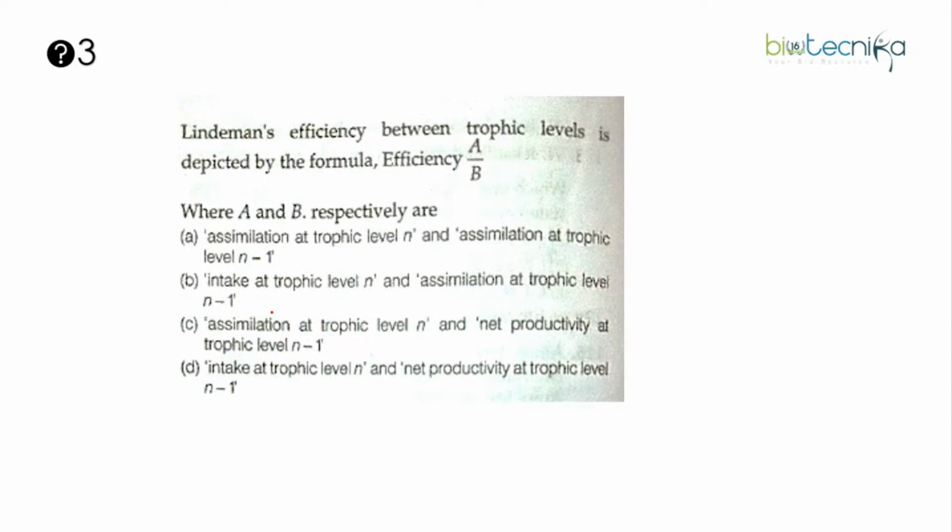Okay, moving to question number 3. Lindeman's efficiency between trophic levels is depicted by the formula efficiency A by B, where A and B respectively are what? Now, the first thing is, from where is this question asked? From which chapter? Very simple. Who can tell me this? From which chapter is this question asked?